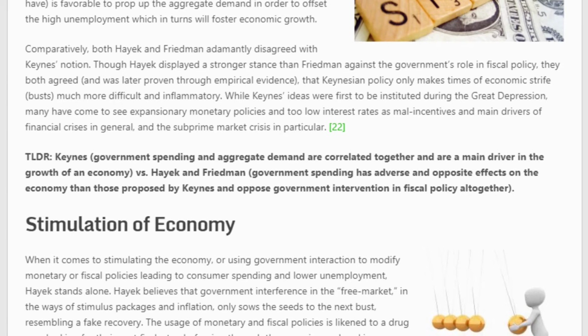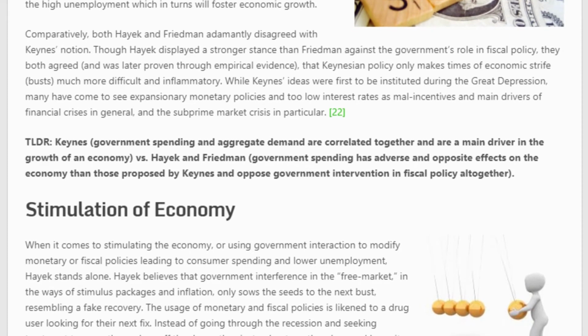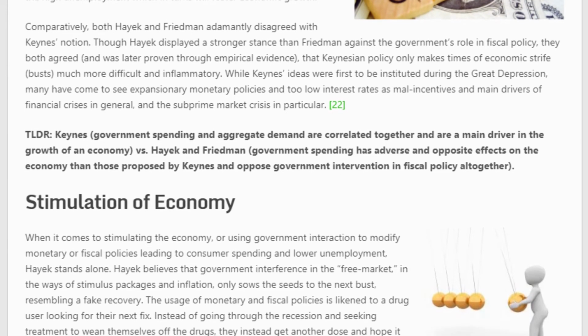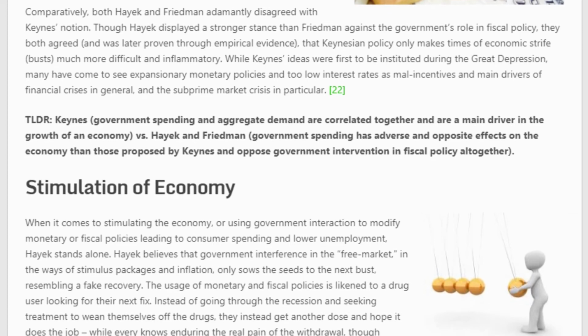However, Hayek and Friedman believed that government spending has adverse and opposite effects on the economy than those proposed by Keynes, and therefore opposed government intervention in fiscal policy altogether.